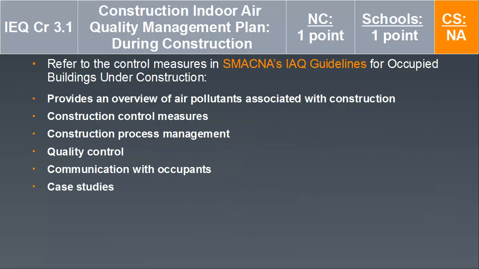It's important to refer to the control measures in SMACNA's Indoor Air Quality Guidelines for occupied buildings under construction. It provides an overview of air pollutants associated with construction control measures, construction process management, quality control, communication with occupants, and case studies. So it's a great reference for creating a healthy environment, ultimately for the building tenants, but also for the contractors on site as well.